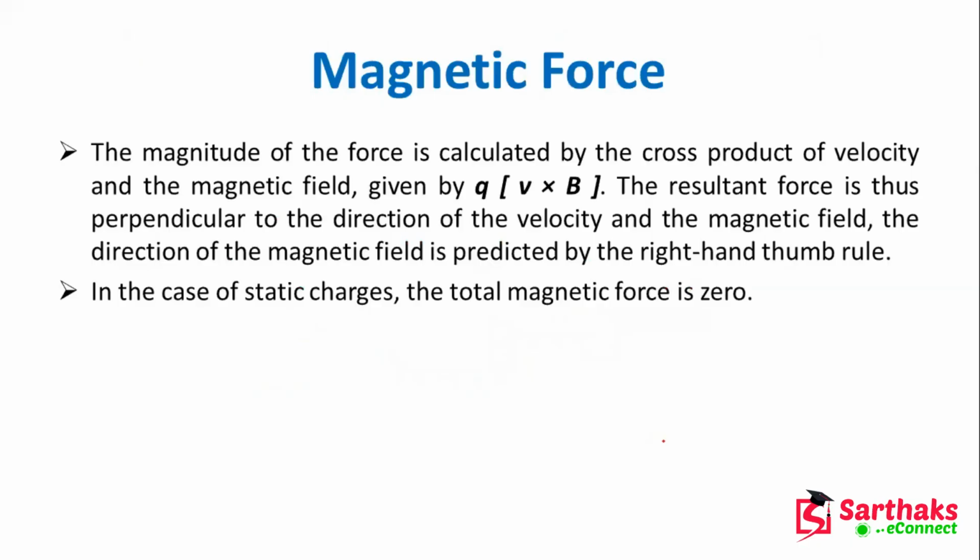The magnetic force is calculated by the cross product of velocity and the magnetic field. So the resultant force is perpendicular to the direction of the velocity and the magnetic field, and the direction is predicted by the right hand thumb rule. And here the total magnetic force is 0. We are assuming this only for the case where we have static charges.